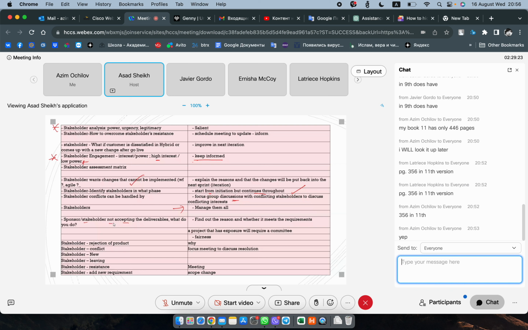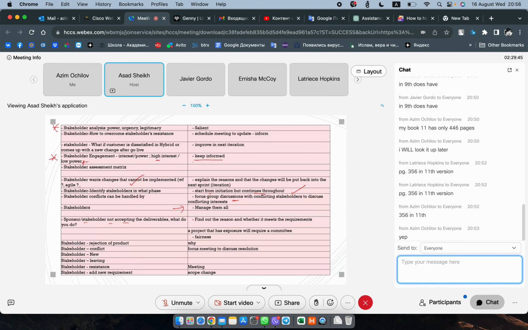Well, if they don't like it, the why question comes up, right? Why? Find out the reason and whether it meets the requirement. So remember, whenever the team builds anything, they build from what? From the requirements, right? From the design, which comes from where? From requirements. Everything goes back to requirements. Your design, your blueprint, everything comes from requirements.